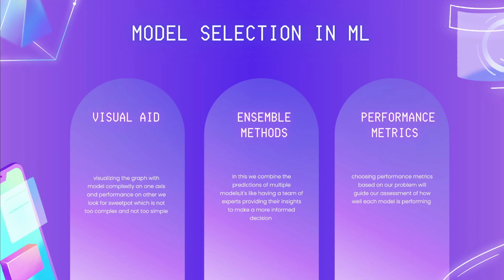In conclusion, model selection is an art as much as it is science. It requires understanding our data, considering the complexity of our problem, and iteratively refining our choice. So that's all about model selection in ML.